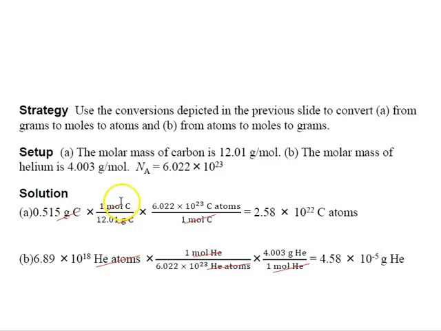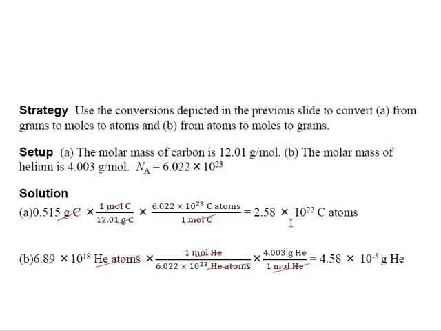If we stop there, we're left with moles, but it's asking us to take it to atoms, so we need to do another conversion using Avogadro's number. We set this up with moles in the denominator so that moles cancel. Moles over moles is 1. And Avogadro's number is up here. We're left with 2.58 times 10 to the 22 carbon atoms once we put this in our calculator.